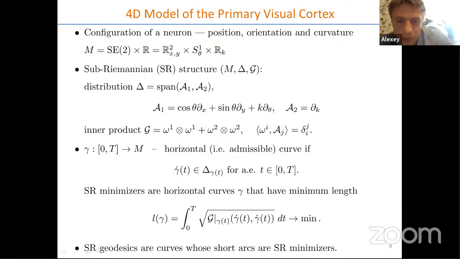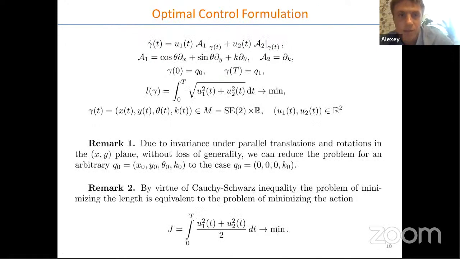Next, we will study the problem of sub-Riemannian geodesics. They are found by application of the Pontryagin maximum principle to the system. But first, let's formulate it as an optimal control problem. We have a dynamics, gamma dot equals u1 a1 plus u2 a2. It is linear in controls. A1 and A2 are given vector fields. One needs to find the trajectory, a Lipschitz curve, that transfers the system from a given initial configuration Q0 to a given final configuration Q1, so that the sub-Riemannian length of the curve is minimal.